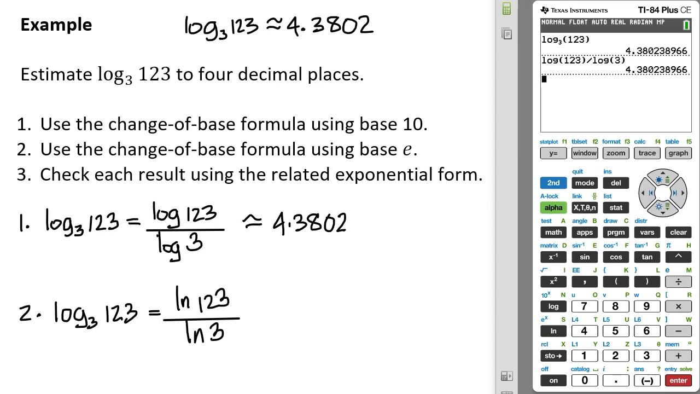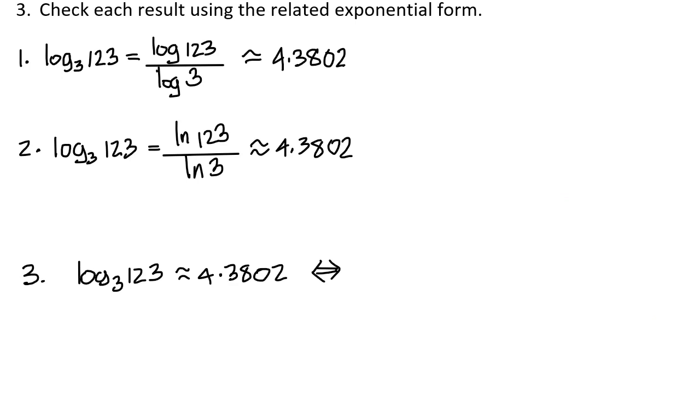So log base 3 of 123 equals ln 123 divided by the natural log of 3. 3 is the base, it's in the bottom. And again, we get approximately 4.3802. Now we're going to check the result with the related exponential form.